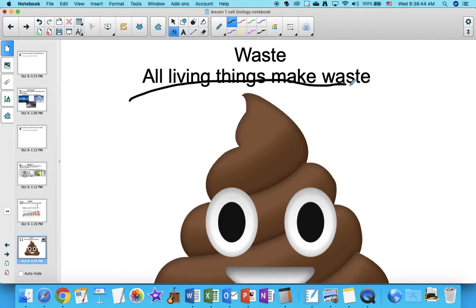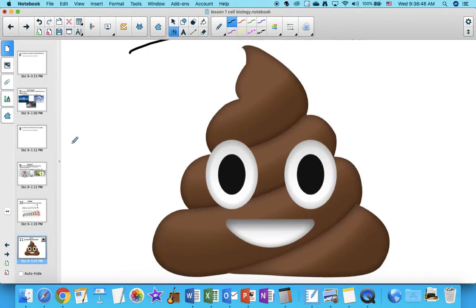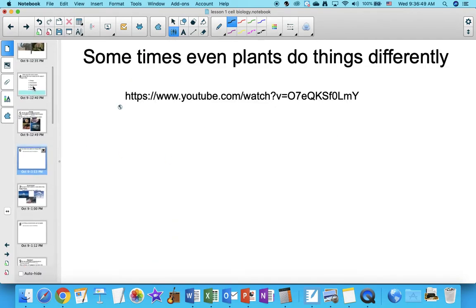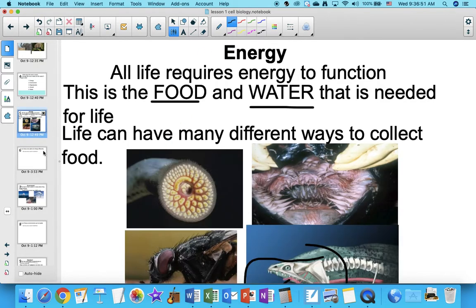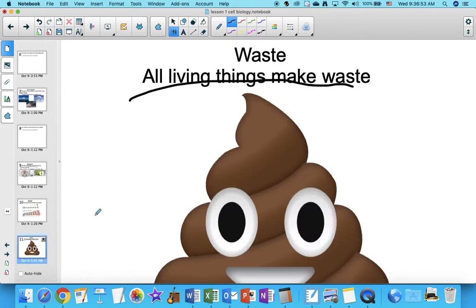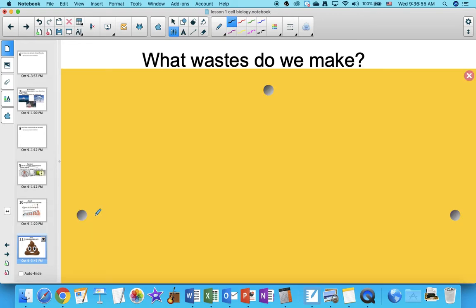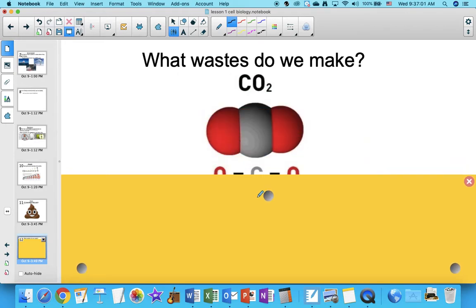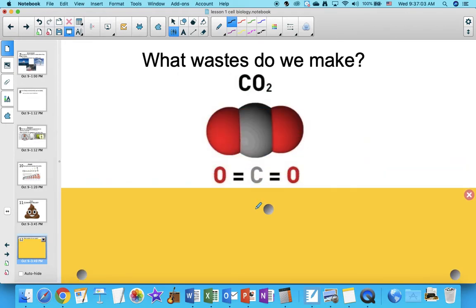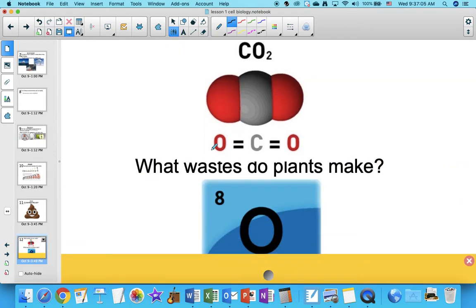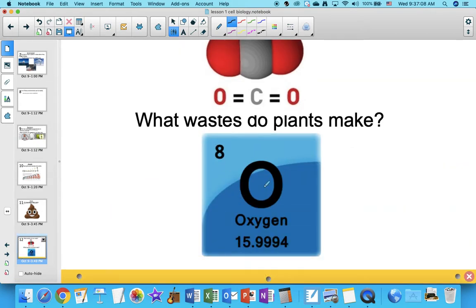All living things make waste, right? In order to collect energy from things, we also make waste. So all living things make waste. So the wastes we make as people, you can think of poo, pee, as well as CO2. We breathe that out every second of every day. Well, plants also make waste, and they make oxygen. And you may be thinking, well, isn't that what we breathe in?